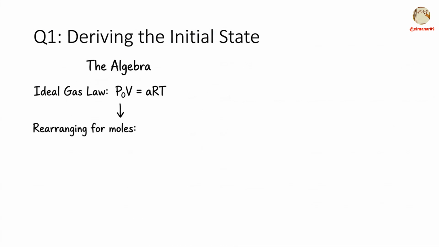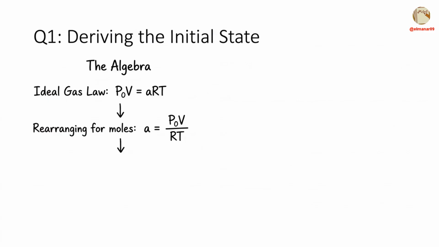Let's tackle question 1, finding the initial state. We use the famous ideal gas law, P0V equals ART. Here, A is just another name for N, the number of moles at the start. Step 1, rearrange the equation to isolate A. We get A equals P0V over RT.